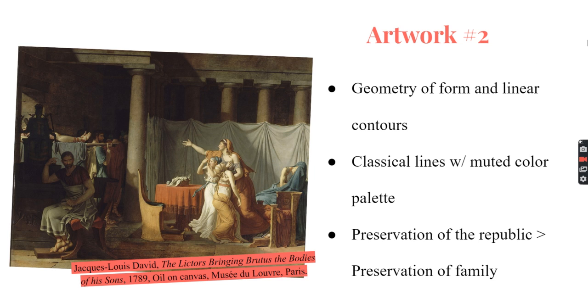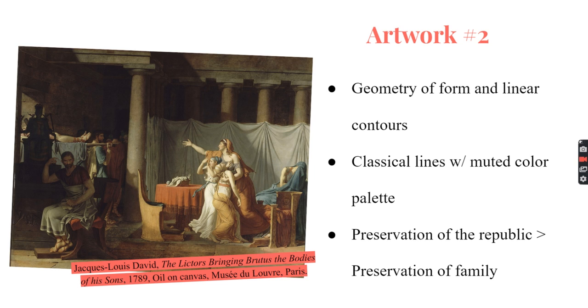The next artwork I would like to present is The Lictors Bringing Brutus the Bodies of His Sons. According to Annenberg Learner, this painting depicts Lucius Junius Brutus, founder of the Roman Republic, condemning his own sons to death because they had supported the monarchy. His sons were engaged in a plot to restore the overthrown monarchy, which is an action punishable by death.